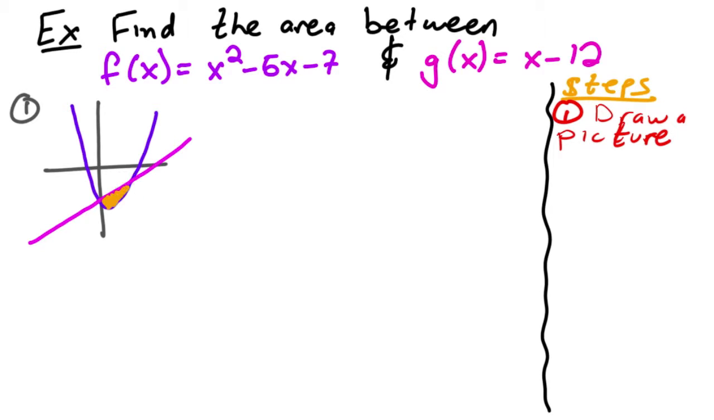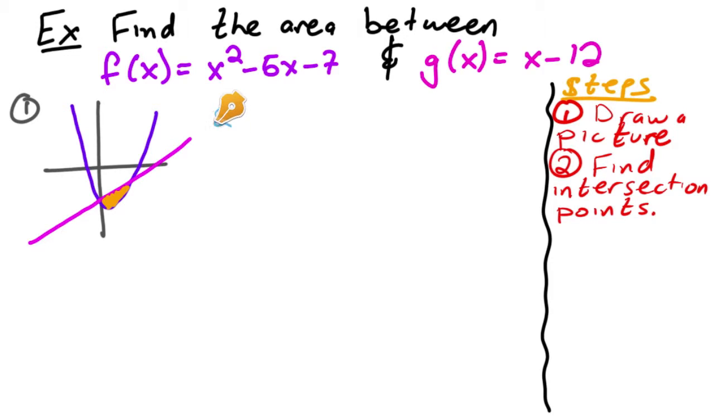Okay, so once you do that, the second step is you need to find the intersection points. Sometimes they're given to you, but in this case, we don't have them. So to find the intersection points, what we do is we set them equal to each other. So x squared minus 5x minus 7 is equal to x minus 12. And then we solve this.